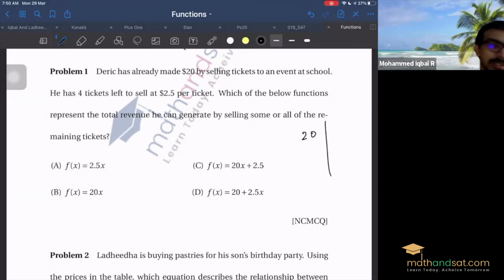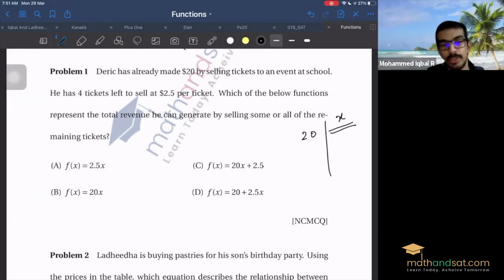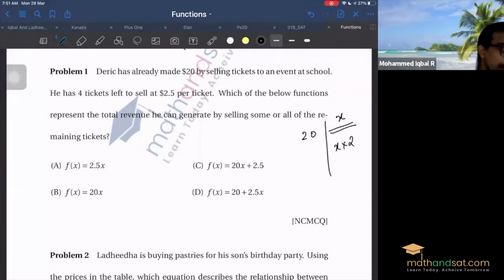Now, suppose he has 4 more tickets left, but he is not sure whether he can sell all of them. Maybe he's selling only 1 more ticket. Maybe he can sell 2 more tickets. Suppose that he is selling X more tickets. For 1 ticket, he is going to generate a revenue of $2.5. For 2 tickets, 2 times 2.5. For 3 tickets, 3 times 2.5. So in general, if he is selling X number of tickets, he will generate X times $2.5.